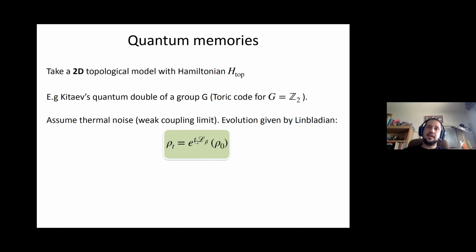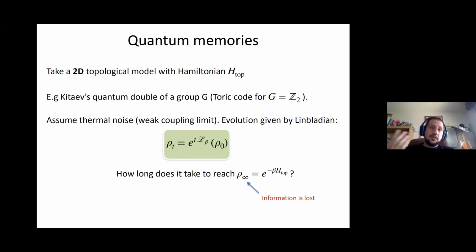So which is the time in which this rho t essentially has no information about the initial qubit? Since at t equal infinity, all the information is lost, because there, in the ground state, we have an equal weight superposition of all possible ground states. This question can be reduced to the question of how long it takes to reach rho infinity or close to it.